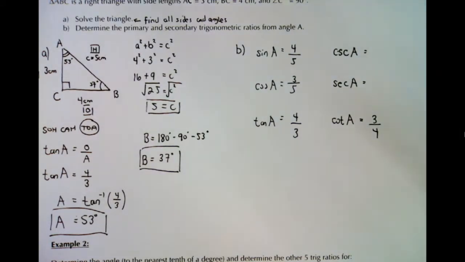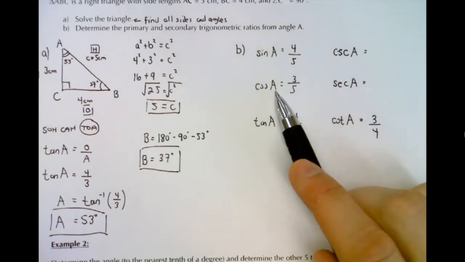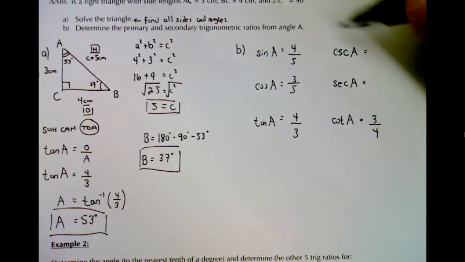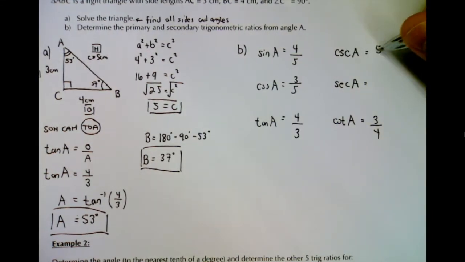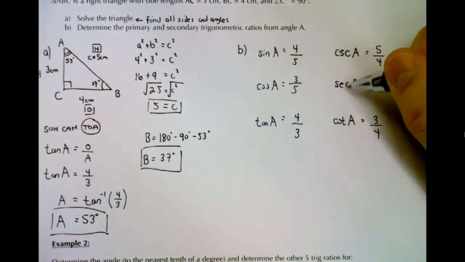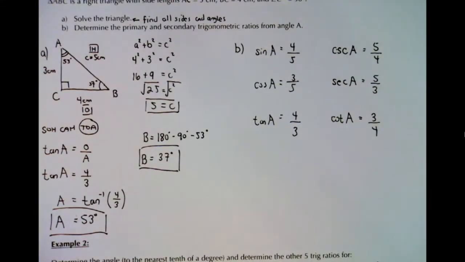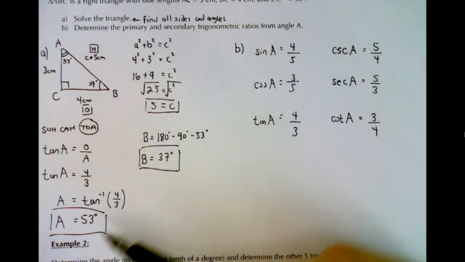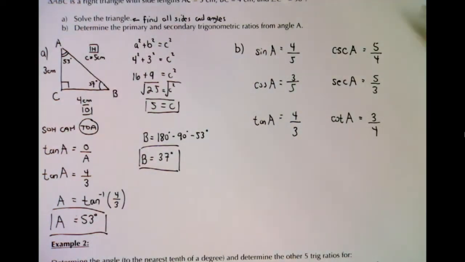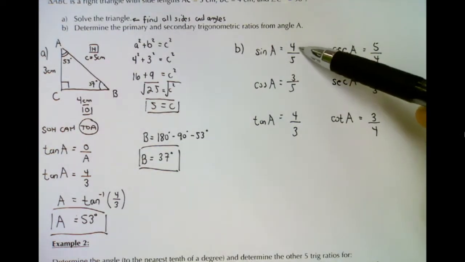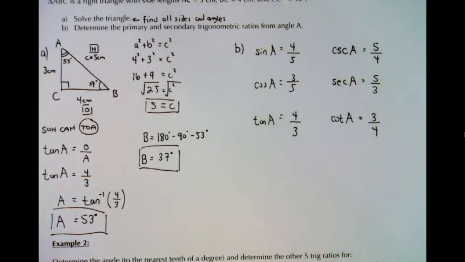And cosecant and secant are the reciprocals of sine and cosine, respectively. So cosecant would be 5 over 4, and secant would be 5 over 3. And that's exactly what part B is asking. It's not asking you to evaluate, because if you now evaluated for A, you get the same 53 degrees regardless of which ratio you used. We just want the ratio. Ratio means fraction. We just want the fraction. All right, that's it for example 1.